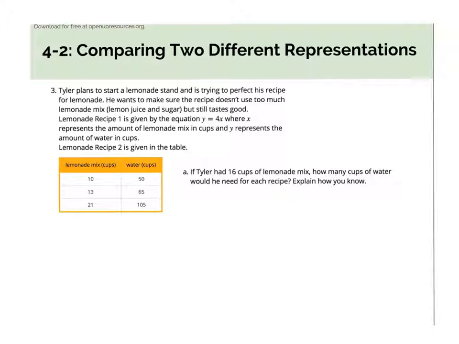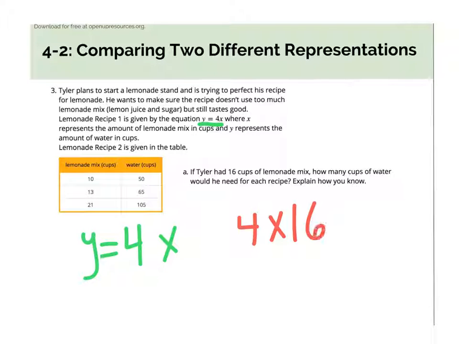Let's start with this first one, y equals 4x. Y equals 4x, and x represents our cups of lemonade. So if I wanted to find how much water I need for 16 cups, I can use that rate of 4. Let's do 4, our rate, times 16. And that would give us a need for 64 cups of water for that recipe number 1.